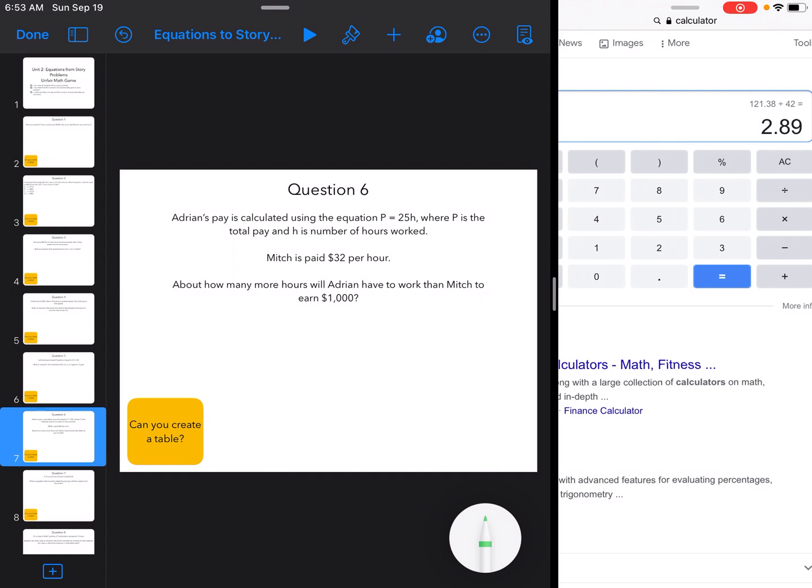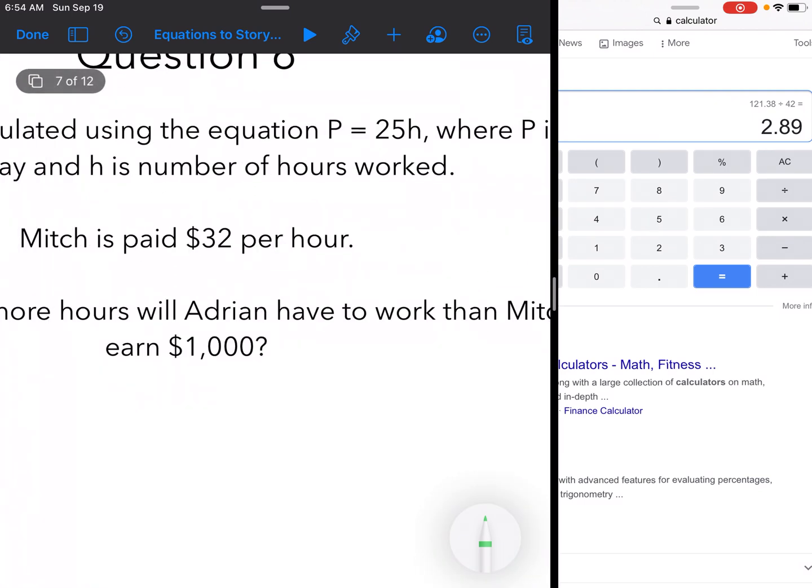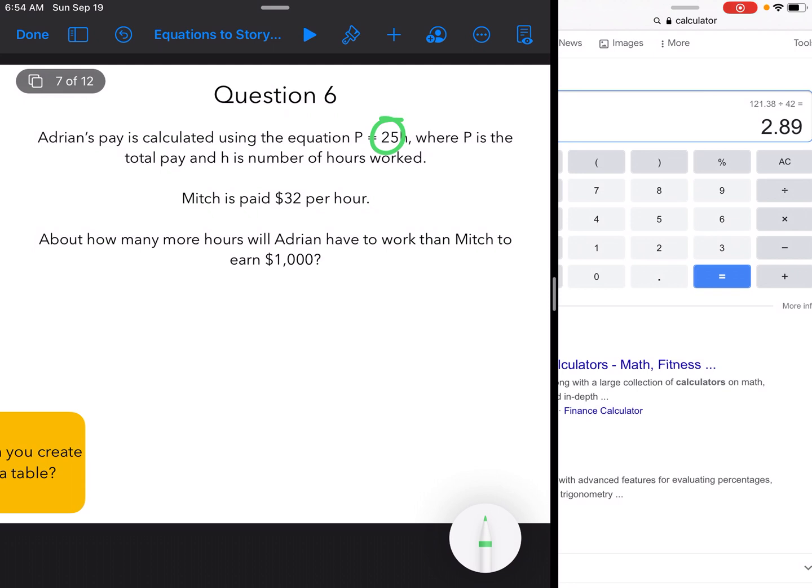All right, Adrian's pay is calculated using the equation P equals 25H, where P is the total pay and H is the number of hours worked. Mitch is paid $32 per hour. How many more hours will Adrian have to work than Mitch to earn $1,000? Okay, so they're giving me the constant of proportionality in the equation, so it's 25, right? So he makes $25 per hour.